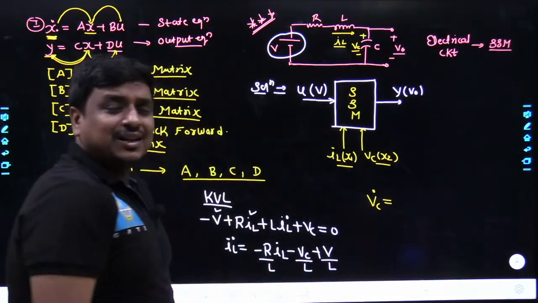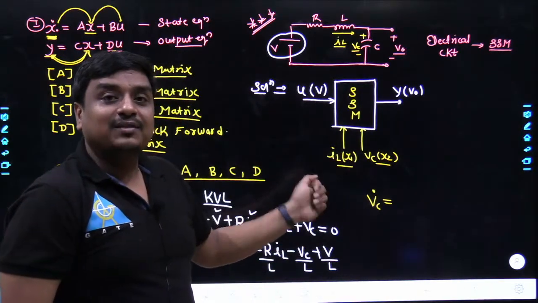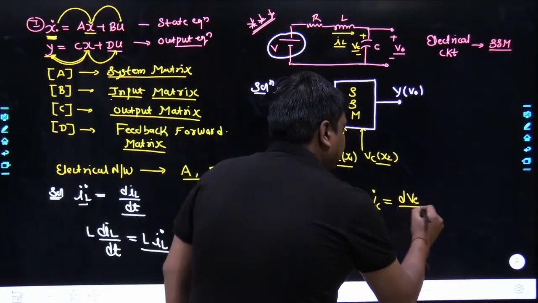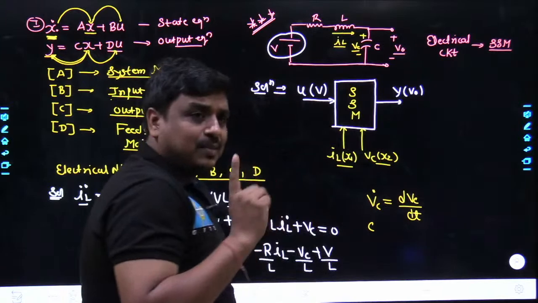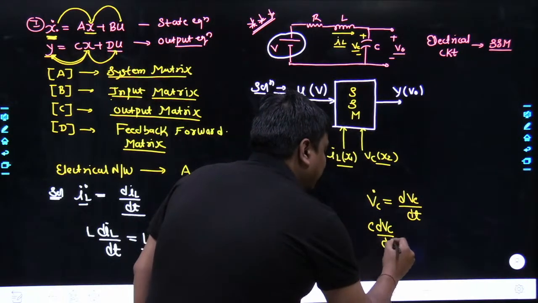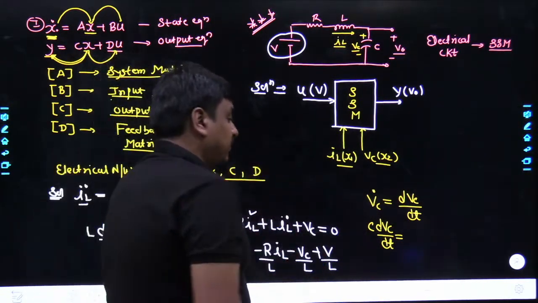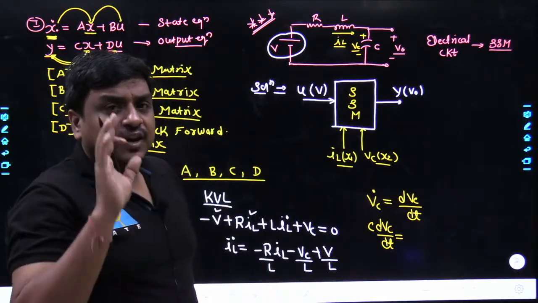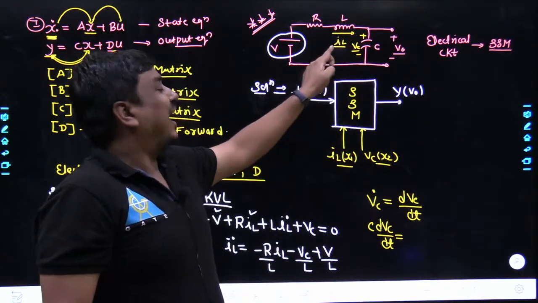Anyways, VC dot is nothing but the differentiation of the voltage across the capacitance in time domain. What does it mean? That means it is dVC by dt. But we know the capacitance times the rate of change in voltage is nothing but the flow of current across the capacitance itself, which is nothing but IC. But probably you could have figured it out or not, the current across the capacitor is always IL.